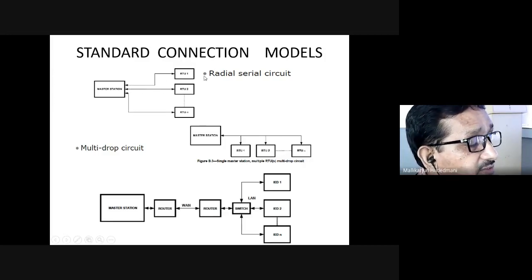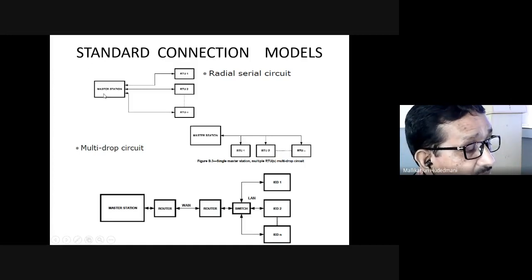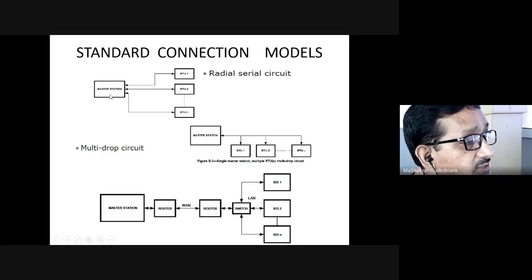Each field device, it may be a generating station, a load center, or a transmission subsection, is interfaced with the master station through MTU, so that it keeps on getting the information from the field as well as sending information to the respective field device. Such an interconnection, as I am pointing out here, is a radial serial circuit. It is actually a point-to-point.